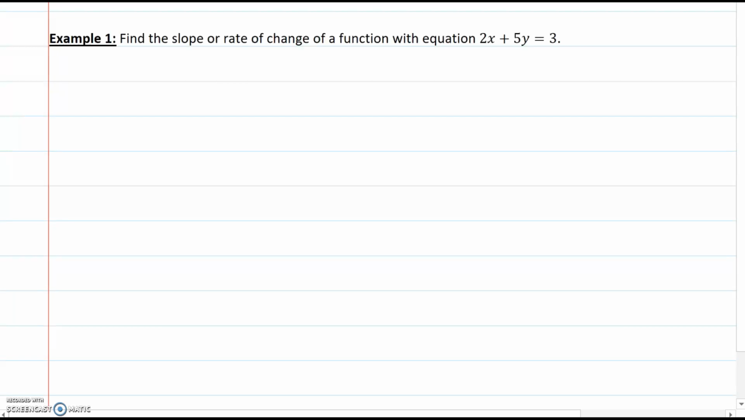Okay, so this is another example dealing with slope and rate of change. And remember, slope and rate of change are the same thing. Okay? Slope is equivalent to rate of change. They're the same thing.